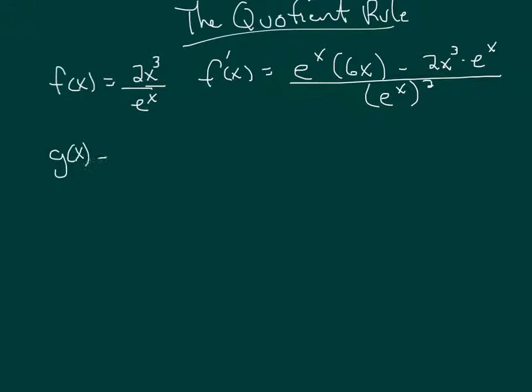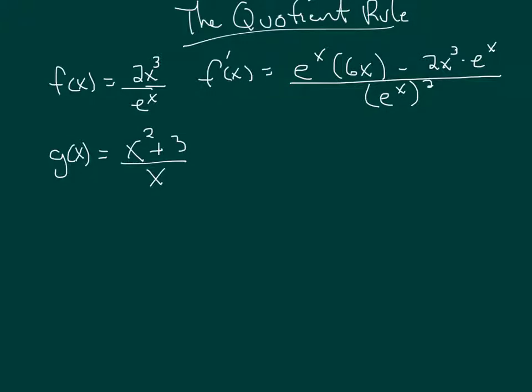Let's say g of x equals x squared plus 3 over x. Now there's two ways to do this one. So let's look at the quotient rule first. Pause the video and see if you can do it using the quotient rule.